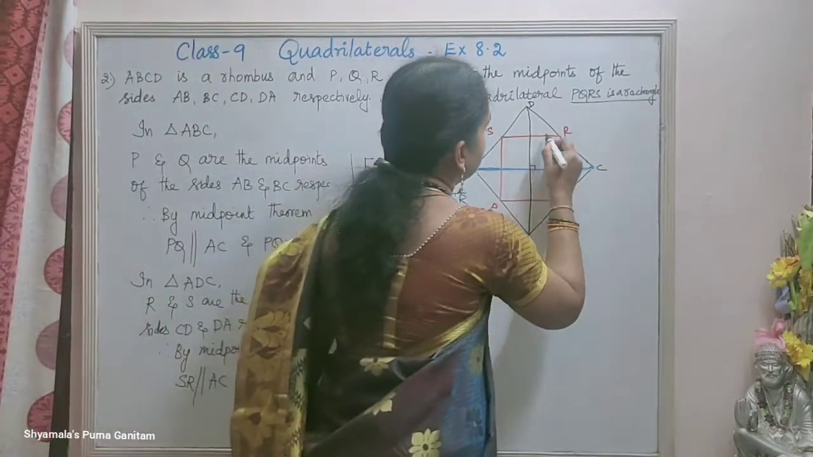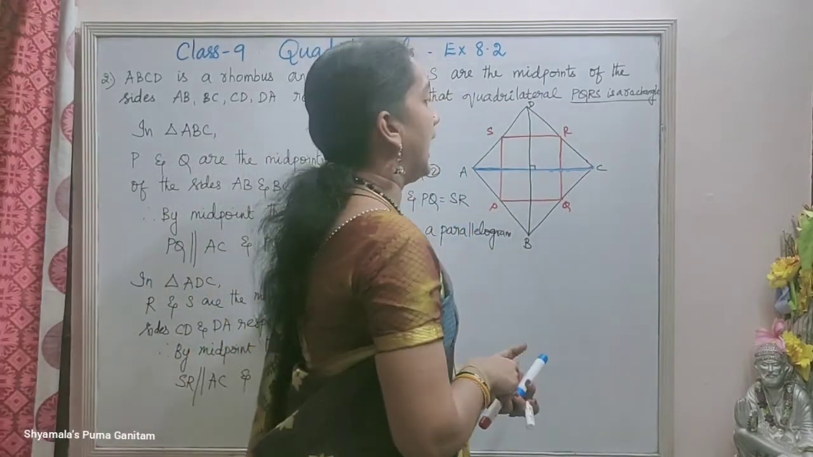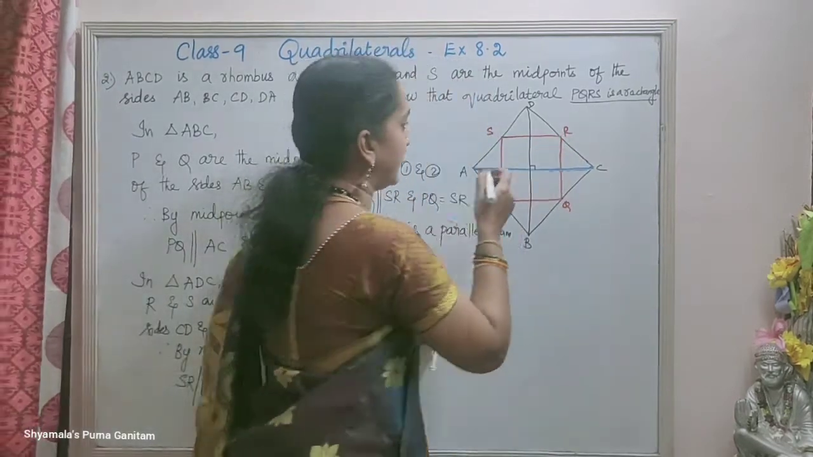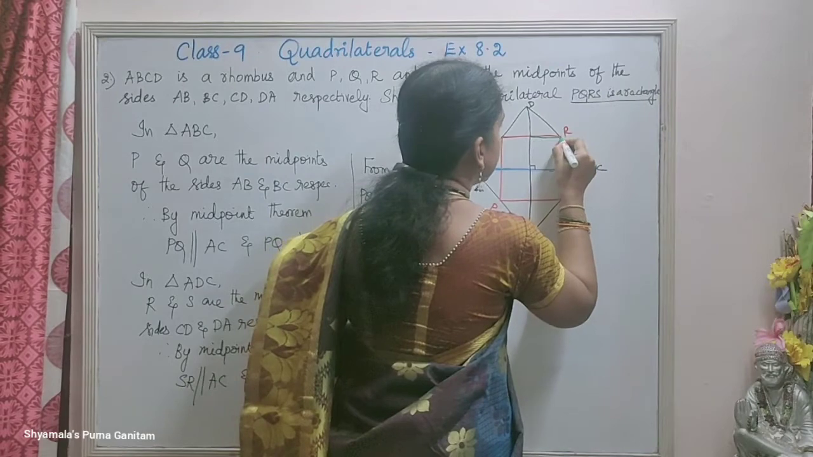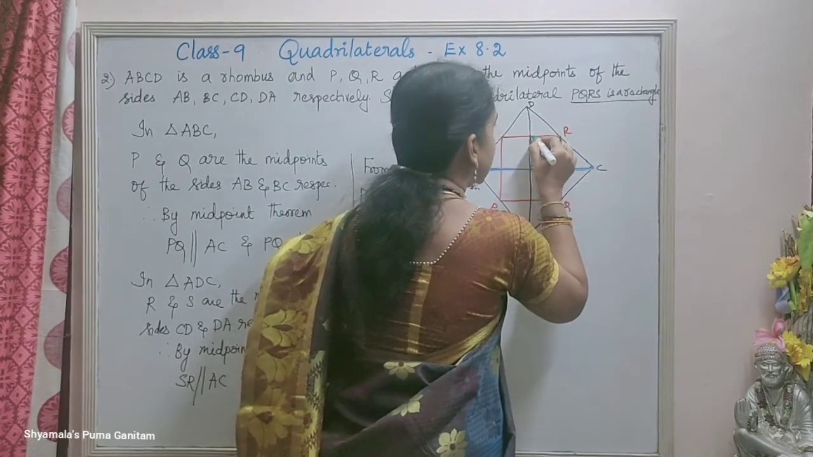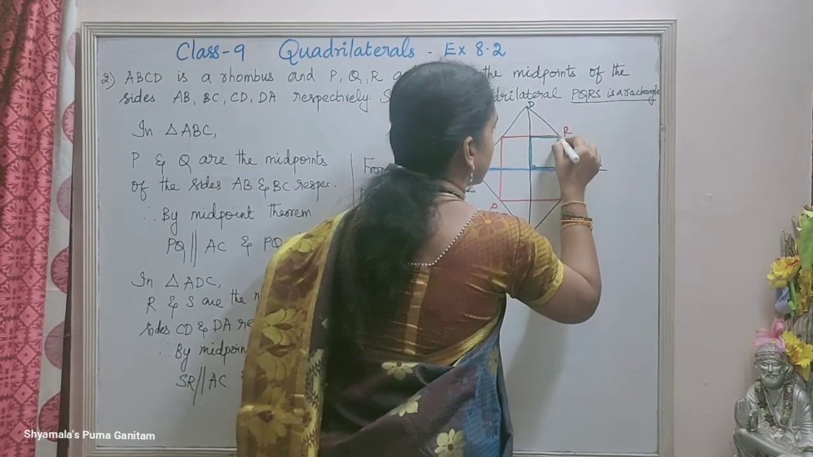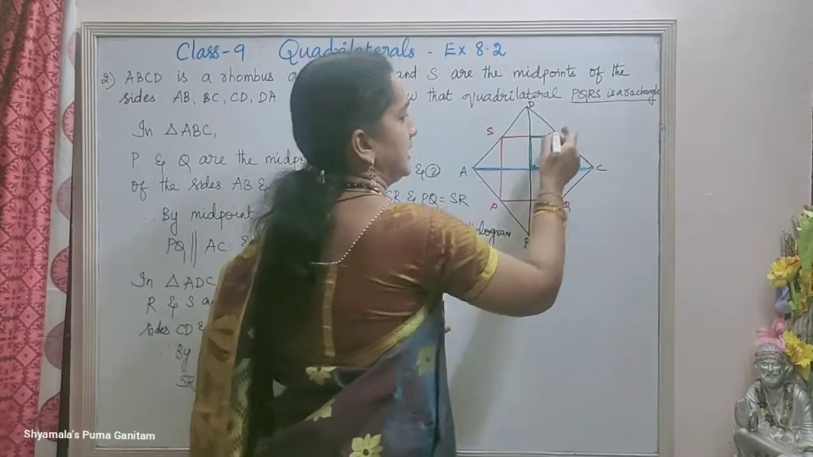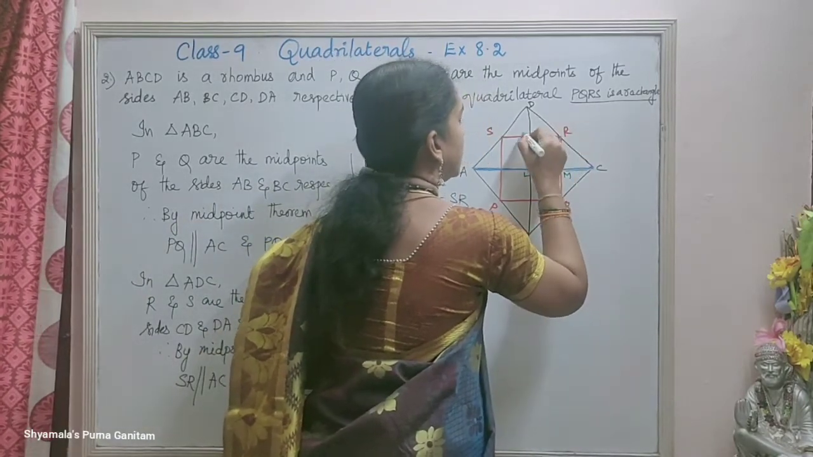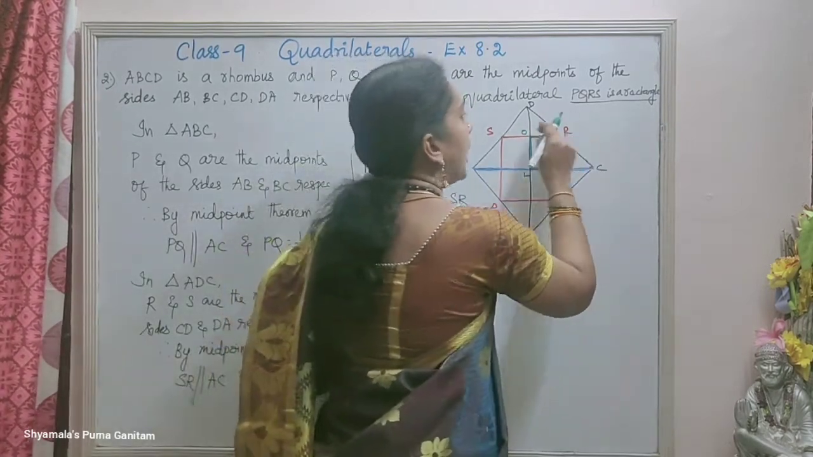So, we will take this quadrilateral, this four-sided figure, and we will say that this angle is 90 degrees. We will give some name for this. This one is L, M, R, O.